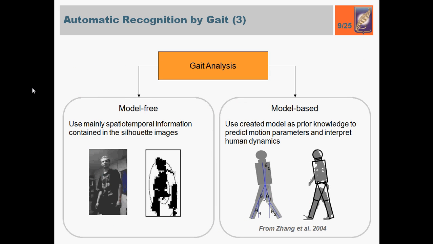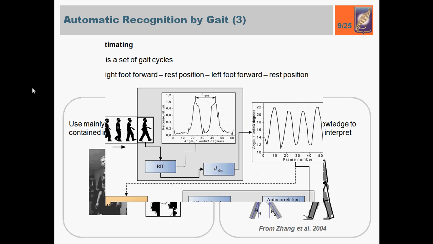A selection of approaches to automatic recognition by gait is shown in the diagram below. The taxonomy is not as clear as the diagram suggests, since a number of approaches straddle the boundary. There are two main directions of research nowadays: model-free analysis and model-based analysis. The first one uses mainly spatial-temporal information contained in the silhouette images. The second uses a created model as prior knowledge to predict motion parameters and interpret human dynamics.